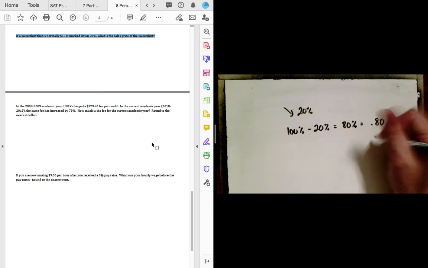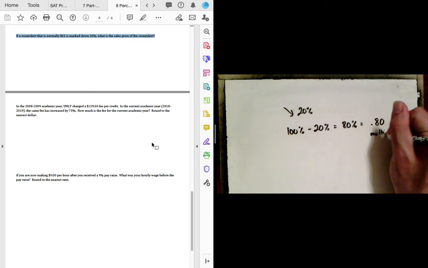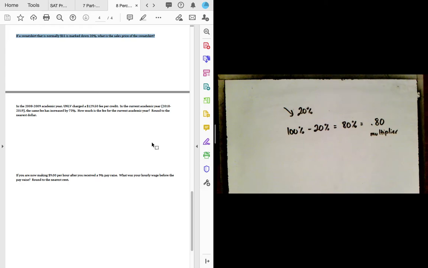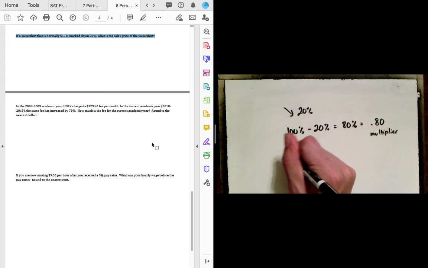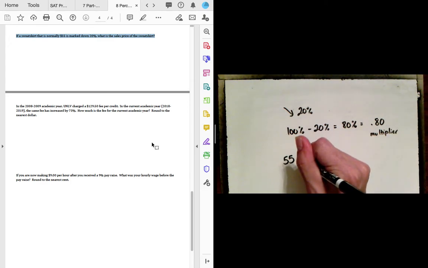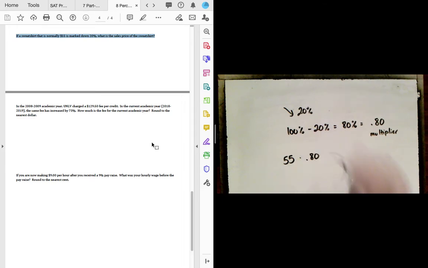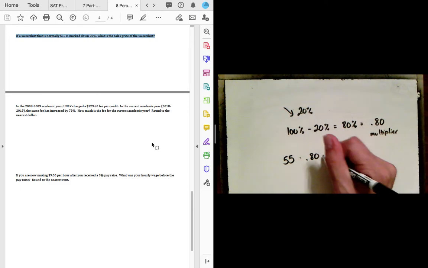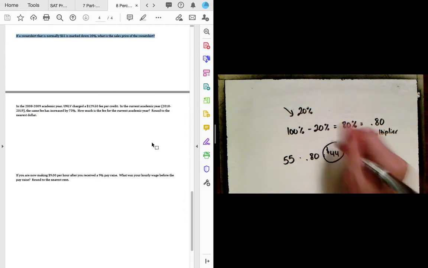Now that we have our multiplier, we just need to apply this to the original value to find the new value. Normally, it's $55. Now we're going to take this value and multiply by 0.80, and that's going to give us $44 as the new price.